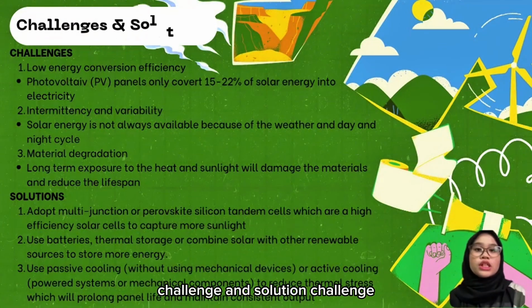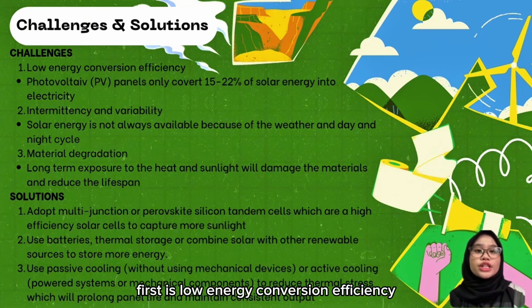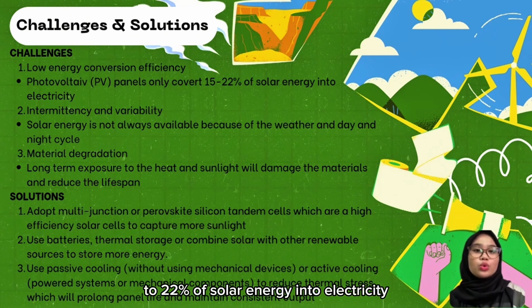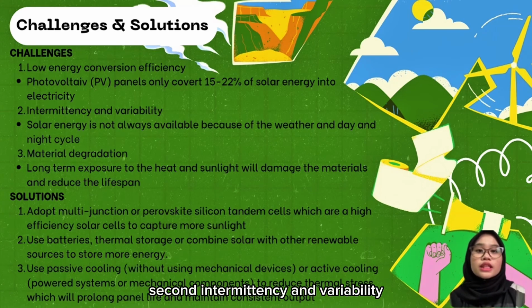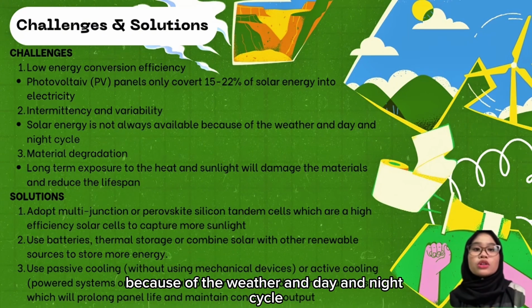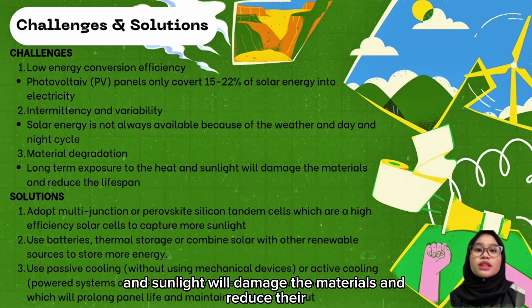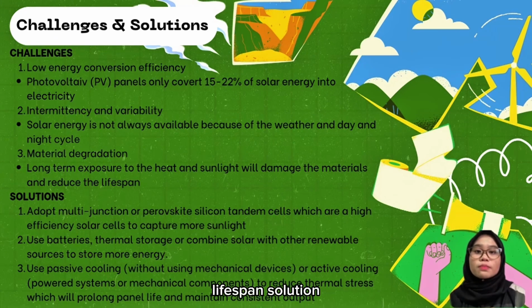Challenge and solution. Challenge. First is low energy conversion efficiency. Photovoltaic panels only convert 15 to 22% of solar energy into electricity. Second, intermittency and variability. Solar energy is not always available because of the weather and day and night cycle. Third, it is material degradation. Long-term exposure to the heat and sunlight will damage the materials and reduce their lifespan.